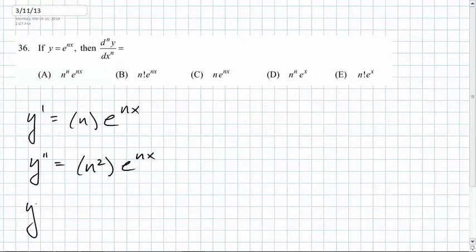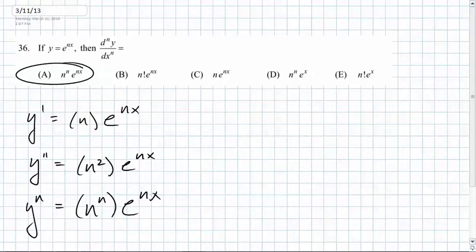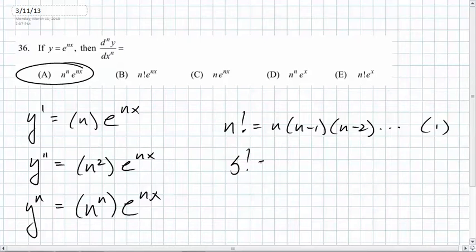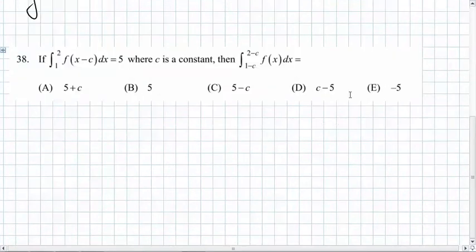So what do you think the nth derivative is going to be? N to the n e to the nx. So which one is that? A, right there. The exclamation point means factorial. N factorial means n times n minus 1 times n minus 2 all the way to 1. So for example, 5 factorial is 5 times 4 times 3 times 2 times 1. Does that make sense?